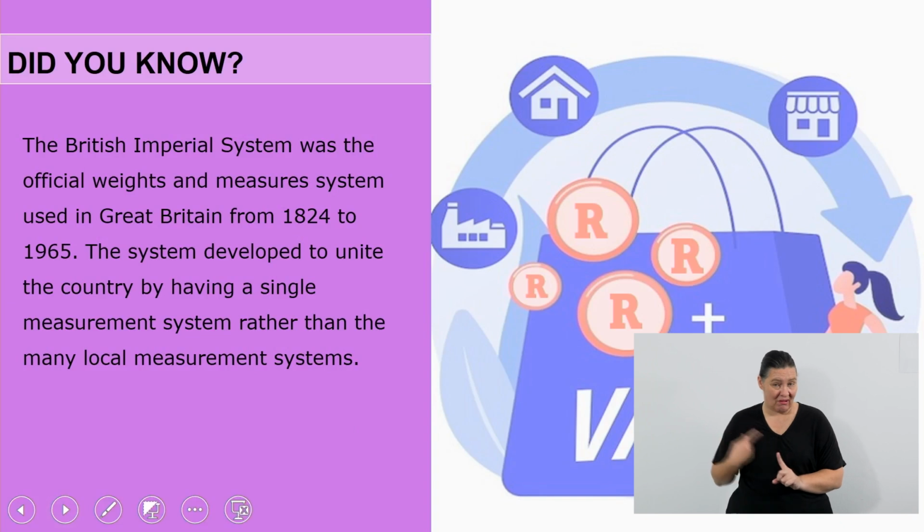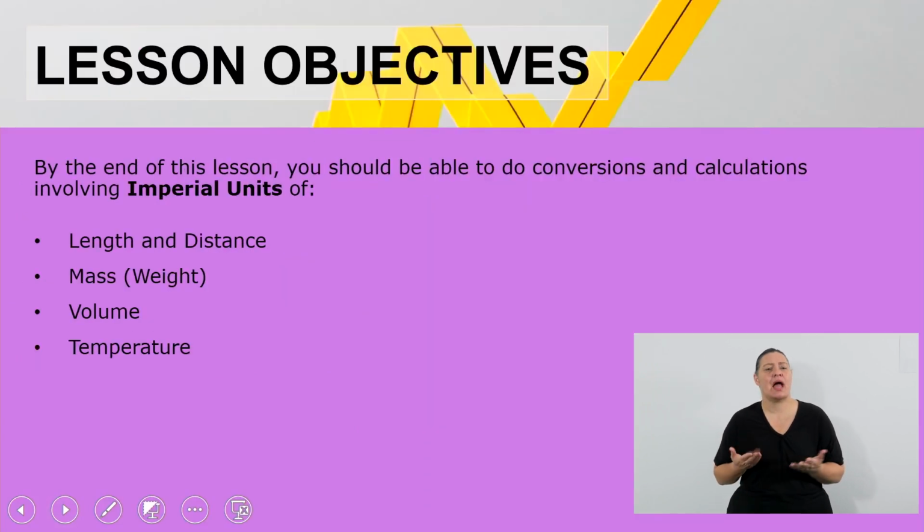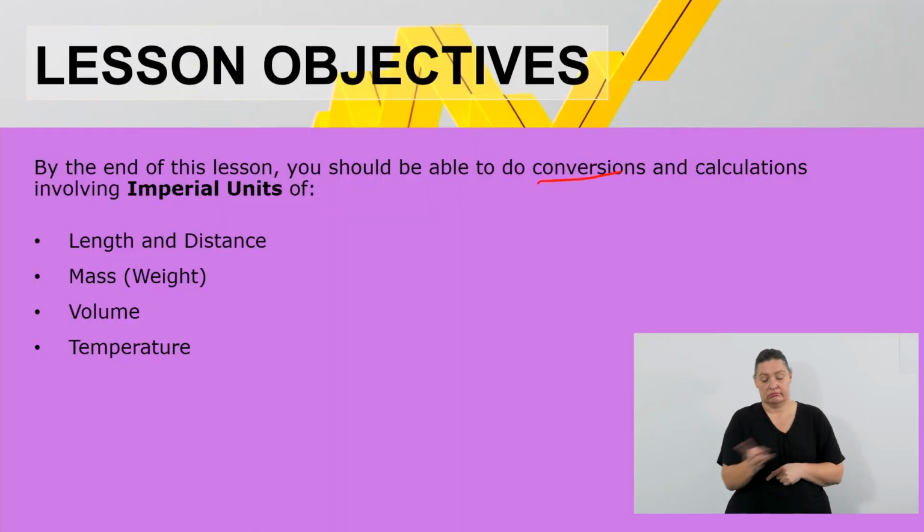Now you may ask, what do I expect of you today? Let's quickly look at our lesson objectives. By the end of this lesson, you should be able to do conversions and calculations involving the imperial units of length and distance first. Thereafter, we'll be looking at mass, then volume, and last but not least, we'll be moving on to temperature.